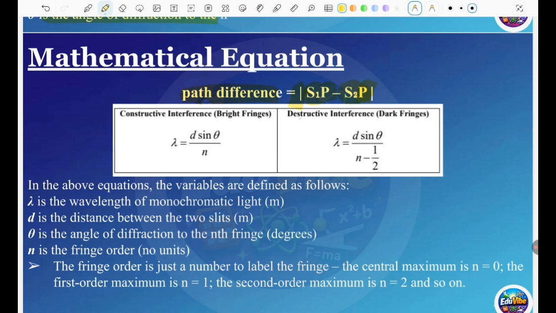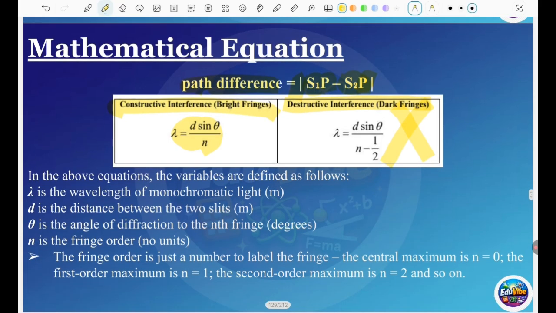We are not using destructive interference dark fringes anymore. We only use constructive interference bright fringes in this. We have to use this formula only, which is wavelength is equal to d times sine theta upon n. And we have one more shortcut formula, which we use in the previous lesson, but we have to know both formulas. We deal only with constructive interference, not destructive.